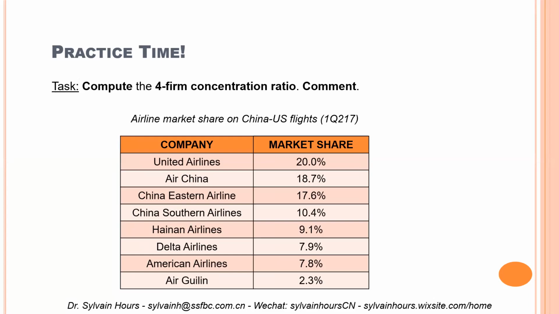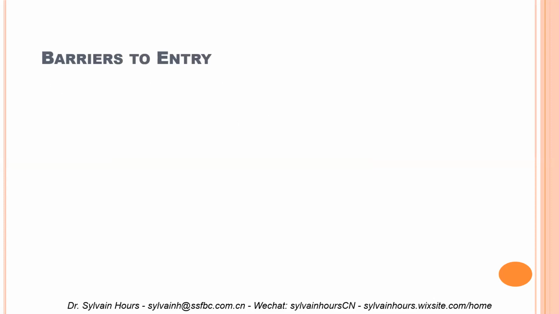I also have the example of the airline market, again in China, for China-US flights. You can choose any market for which you think your students will have a particular interest. You can even ask them to find the data themselves as homework and to compare different markets to calculate concentration ratios. Okay, this was the first point, the first item, about the number of firms.